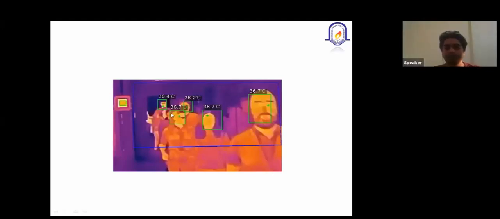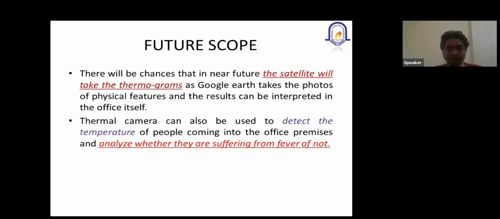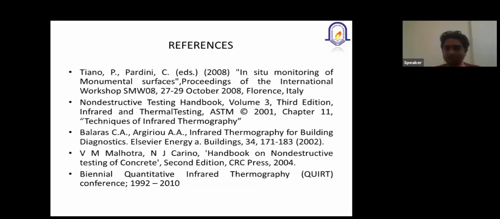If the temperature of a particular person is more than the threshold, we can conclude that the person has fever, and if he has fever, then we can say that the person may be contagious, having the coronavirus. So we can directly tell him not to get inside the campus, and we can save our campus from the coronavirus and all. Okay. So this is the future scope which I have stated, and that's all.